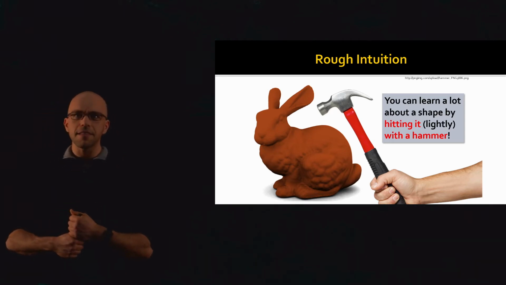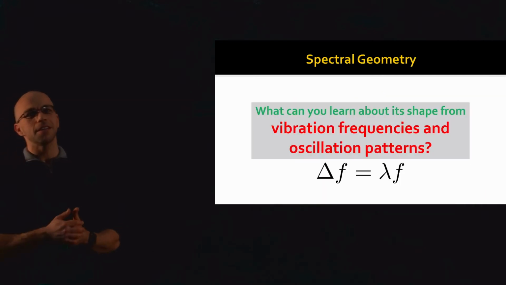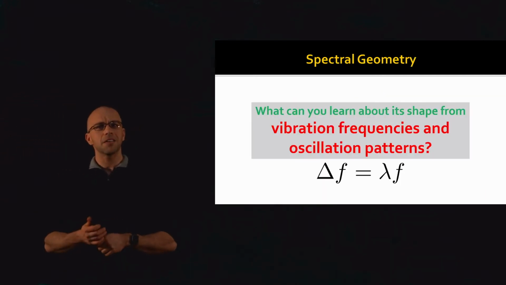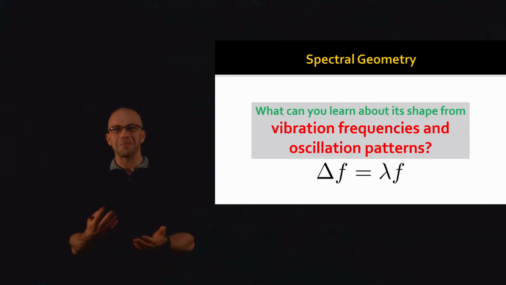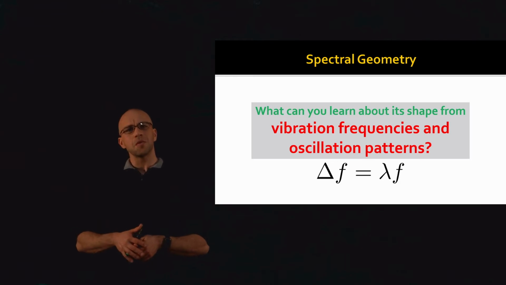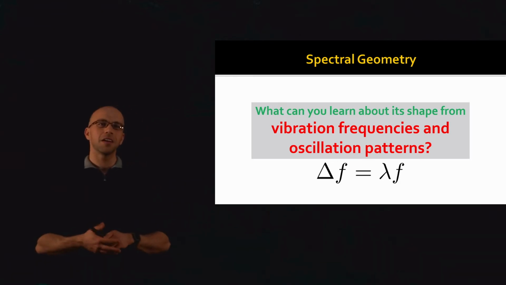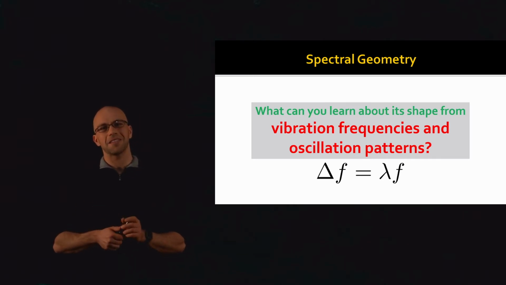Okay, so this is the tip of a giant mathematical iceberg. Essentially, there's an entire area of mathematical research which continues to be quite active and is fairly modern in the mathematical scheme of things, known as spectral geometry, which asks the question of what we can learn about a shape based on its vibration frequencies and oscillation patterns.